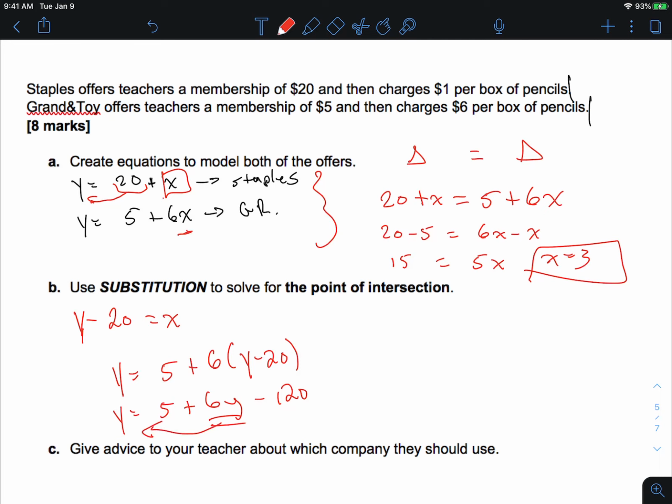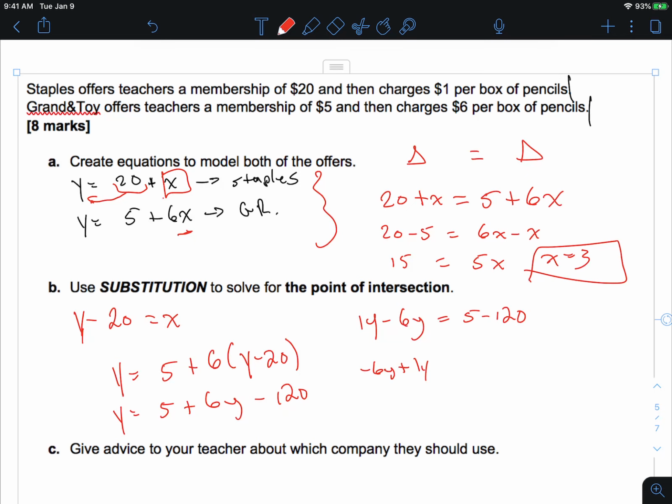Oh yeah, you would, because then you'd have to get the like terms. You'd have to go y minus 6y equals 5 minus 120, which is a negative number. What you could do, negative 6y plus 1y. There's a 1 in front of the y. So what's negative 6 plus 1? It'd be 5. So negative 5y.